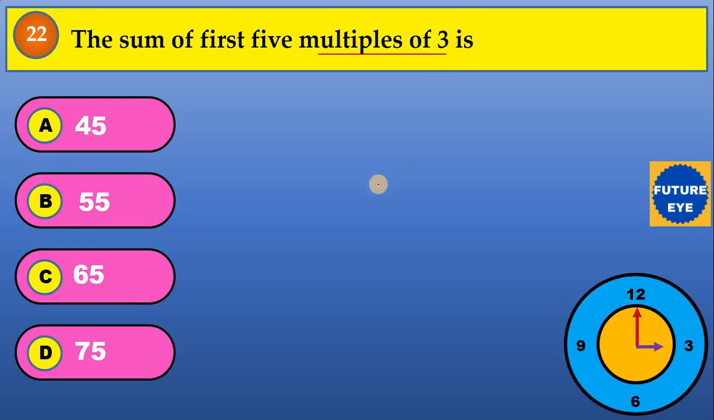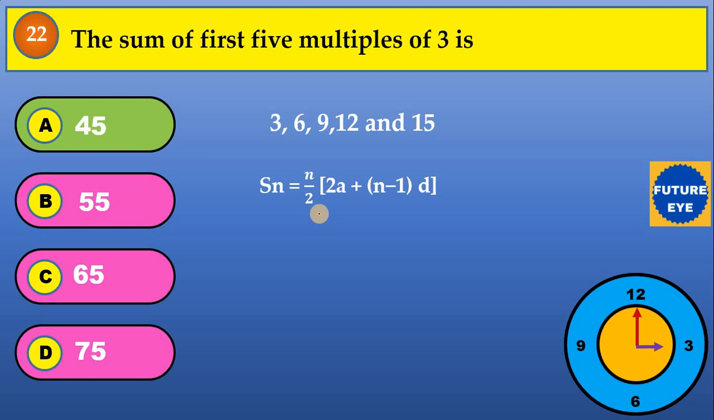First let's see the correct answer, that is option A, 45. Now first let us write the AP, children. Multiples of 3. How many multiples? 5 multiples. Hence 3, 6, 9, 12 and 15. Now use the sum finding formula, children. That is Sn equals n by 2 into 2a plus n minus 1 into d.